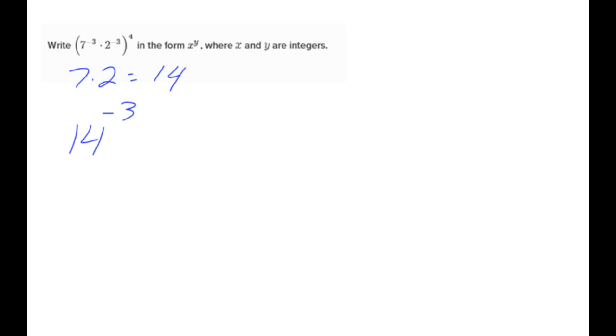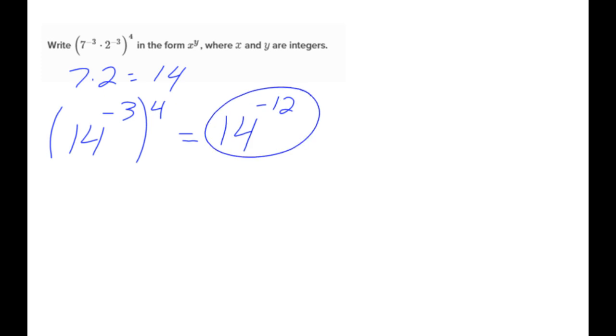Because of that, going back to my original problem, and now this is to the fourth power. So now I have a power to a power, so that is going to be 14 to the negative 12, and that is going to be the answer. Again, this part here, because it's a negative 3 power and a negative 3 power, those are the same. I can multiply the bases as long as I keep it a negative 3. Then, after I do that, I go back and do it to the fourth power. And when we're power to a power, we multiply exponents.